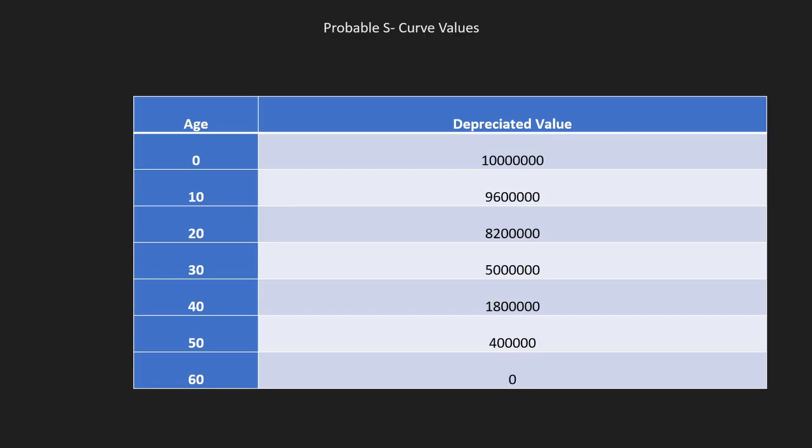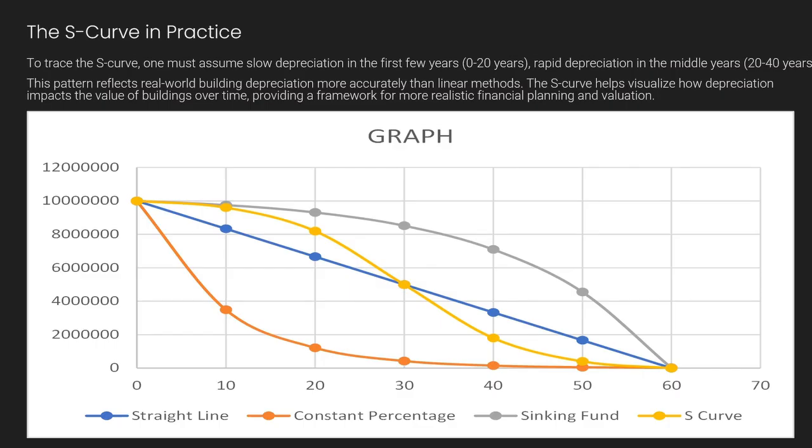We calculate the values as per this table for 1 crore, then 96 lakh, 82 lakh 50,000, then 18 lakh, then 4 lakh, and at the end it is 0. If you draw the graph, see here, this shows the depreciation as far as the straight line method is concerned. This shows the constant percentage method, this curve shows you the sinking fund method, and this is the S curve.